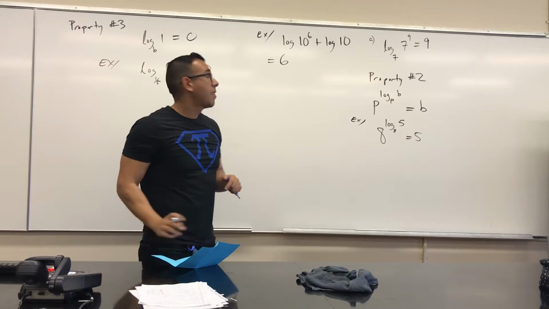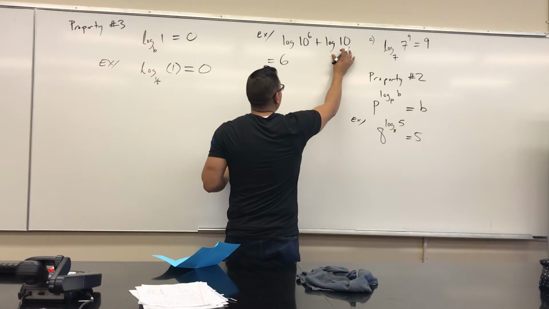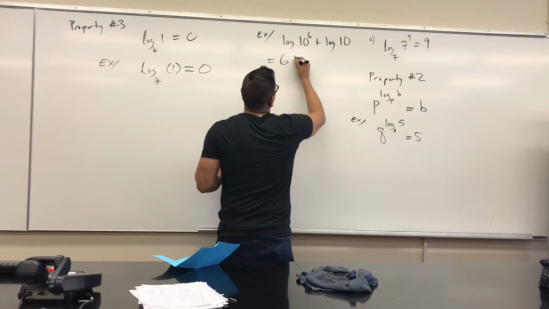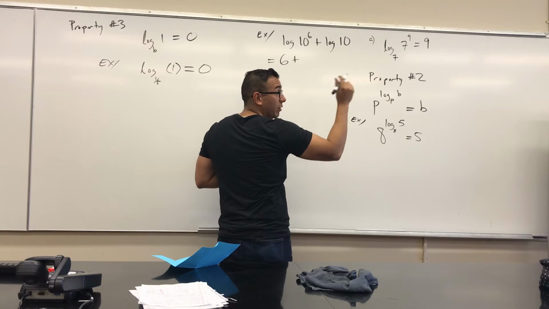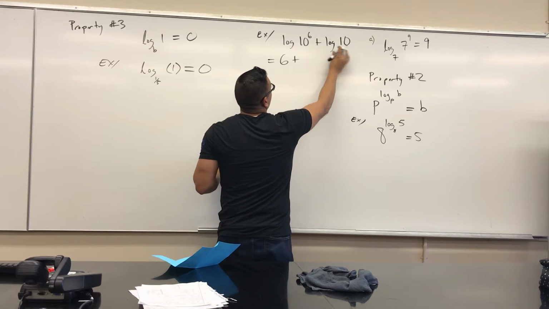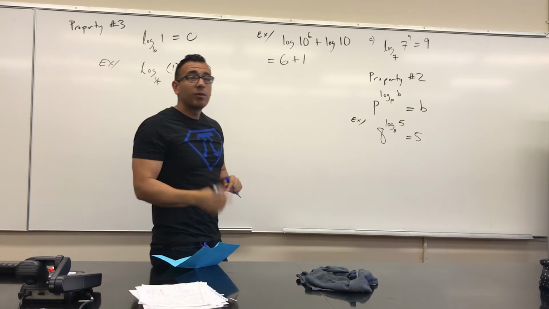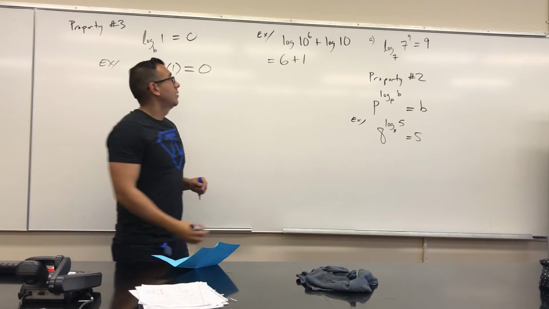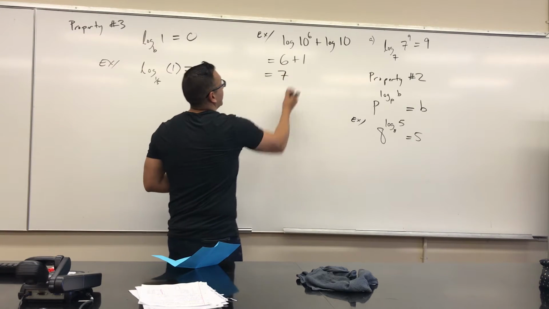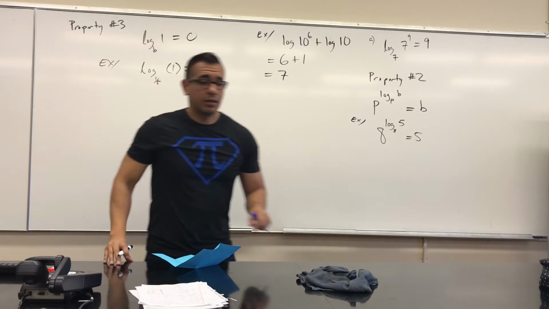Nice. These two are the same, so they cancel. What is it going to leave you with? Be very careful. A 1, because our exponent is a 1. So that's the same thing as 7.